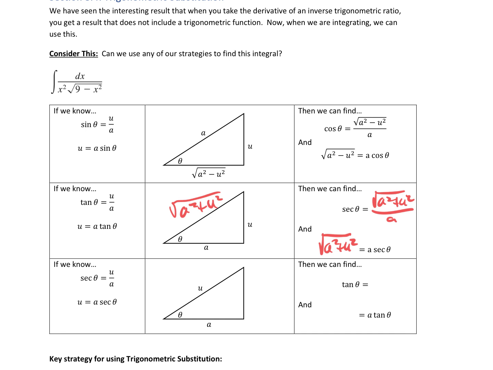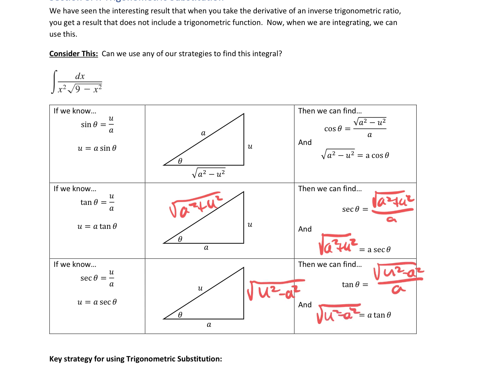And what if we start with secant? Well, if we start with secant, the secant is u over a, so that gives us this triangle. Using the Pythagorean theorem, we get this as the square root of the hypotenuse squared, u squared minus a squared. So the tangent of this is the square root of u squared minus a squared all over a. And if we multiply both sides by a, we get the square root of u squared minus a squared.